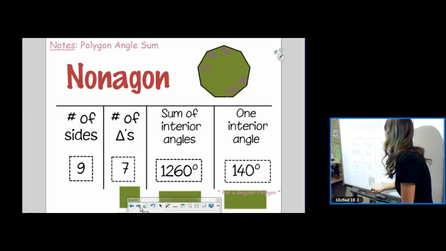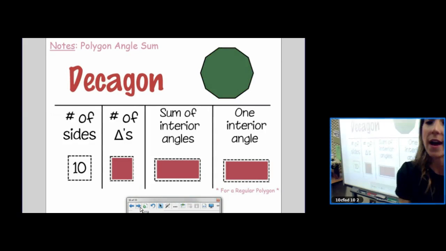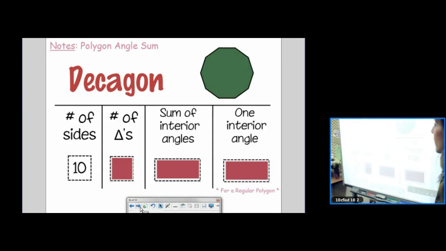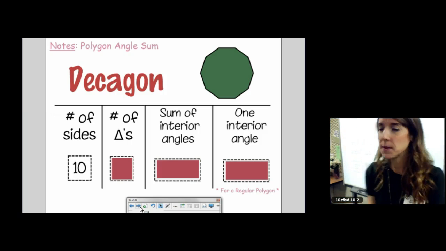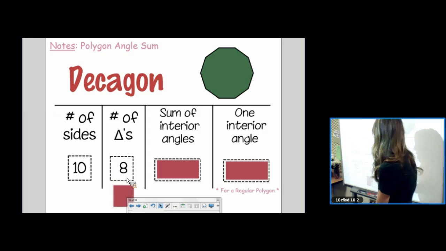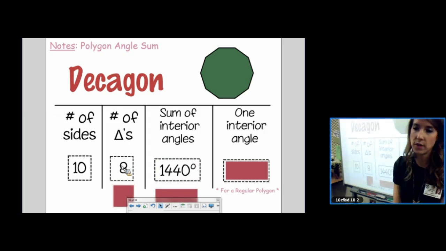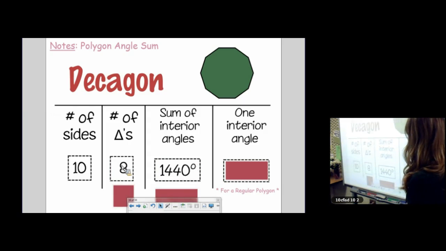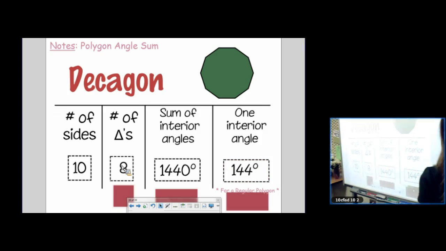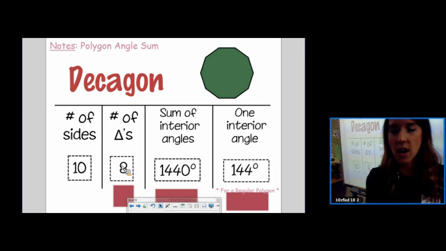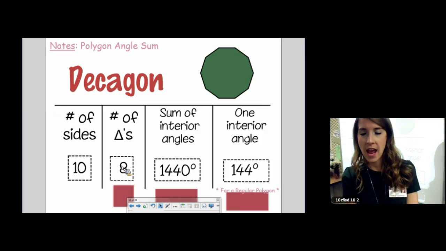We are skipping 11. Don't really know why, but we're skipping 11. And we've got decagon, because we don't really memorize the name of an 11gon. So a decagon has 10 sides, 8 triangles, 1,440 degrees, and each angle is 144. Decagon, like a decade, 10.